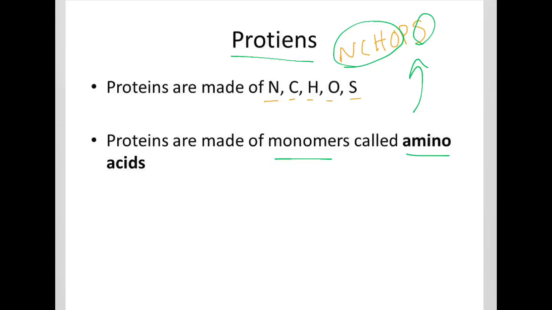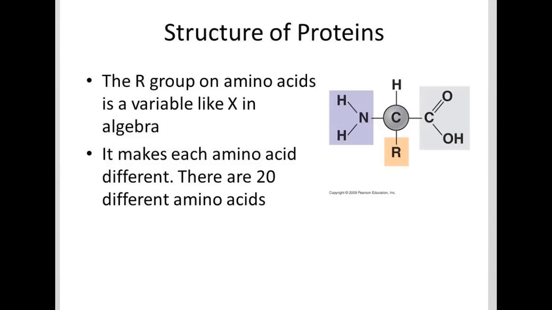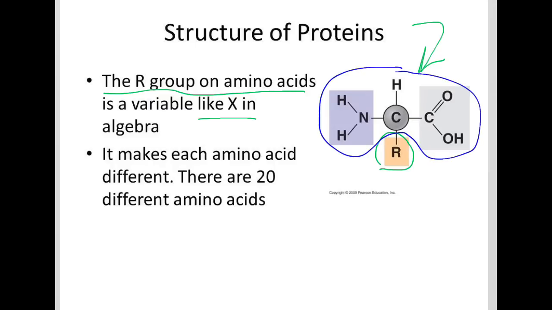Proteins are made of monomers called amino acids. And this is a structure of an amino acid. All amino acids start off looking this way. There's a central carbon, an amine group, a carboxyl group, a hydrogen, and this R group. The R group on amino acids is a variable like X is in algebra. It makes each amino acid different. So everything else on the amino acid, everything except for the R group, stays the same. The R group can change. And there are 20 different amino acids, and they differ in what their R group is.